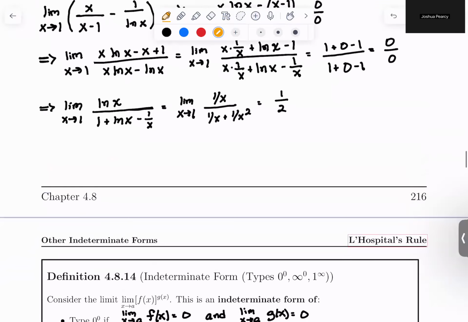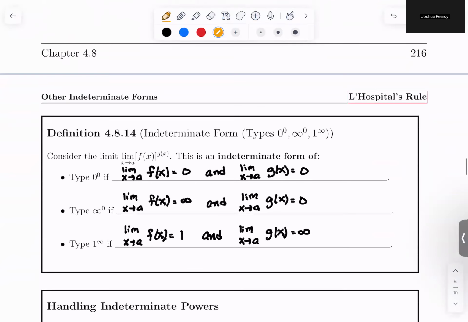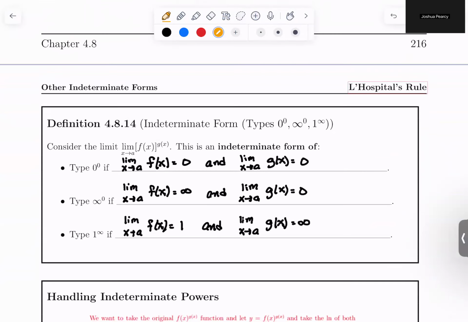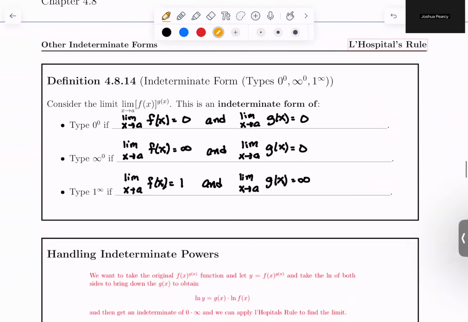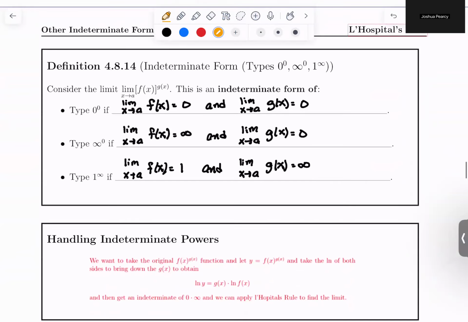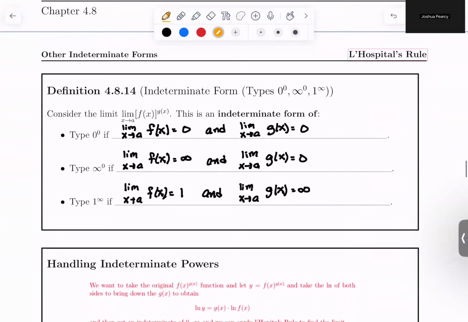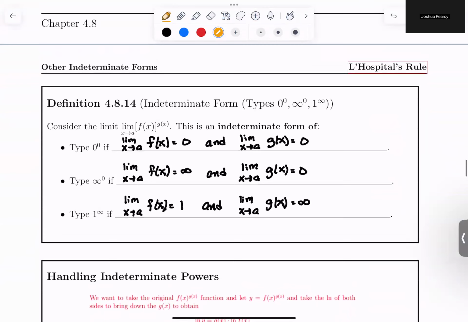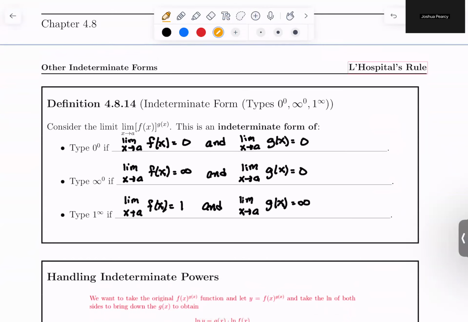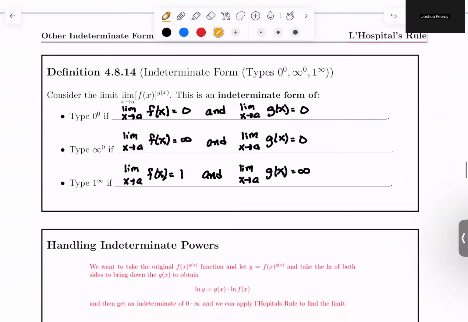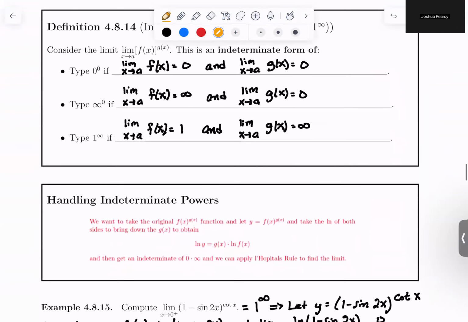So there are also 3 other indeterminate forms that we will briefly talk about. So we have types 0 to 0, infinity to 0, and 1 to infinity. So type 0 to the 0 is where we have the limit as x goes to a of f of x to the g of x power. We have the limit as x goes to a of f of x is 0. The limit as x goes to a of g of x is 0. For type infinity to the 0, the limit as x goes to a of f of x has to be infinity, and the limit as x goes to a of g of x has to be 0. And finally, for type 1 to the infinity, this happens if the limit as x goes to a of f of x is 1, and the limit as x goes to a of g of x is infinity.